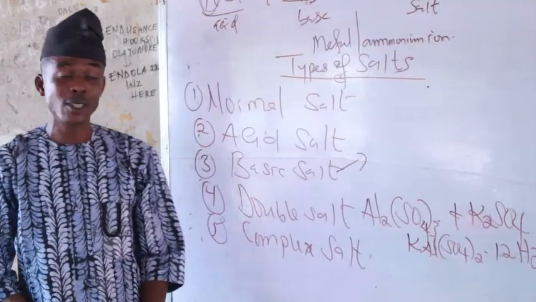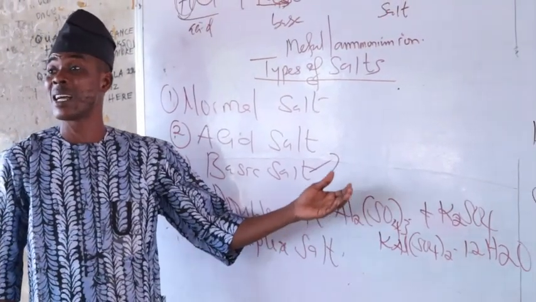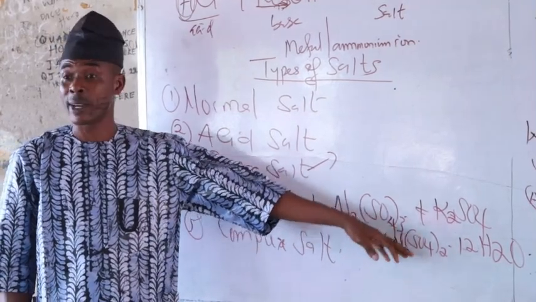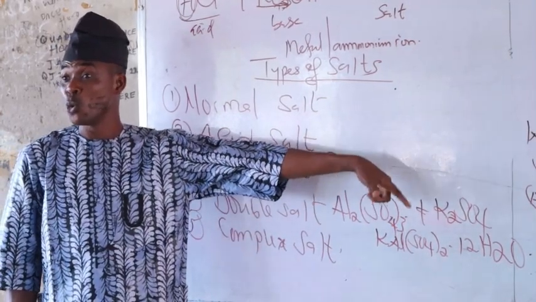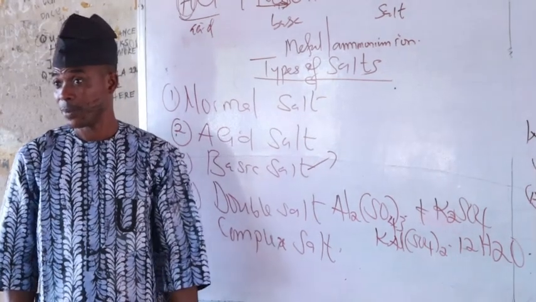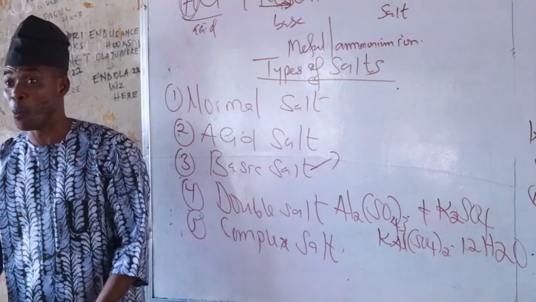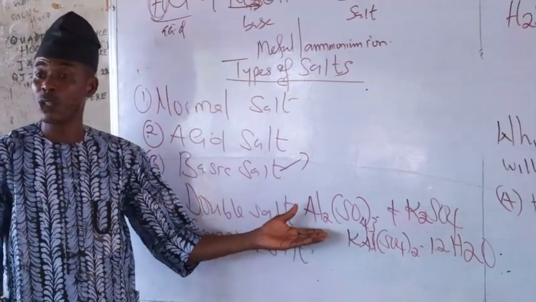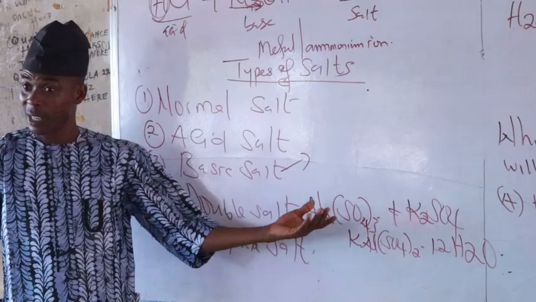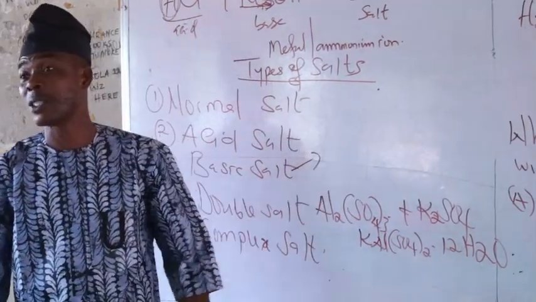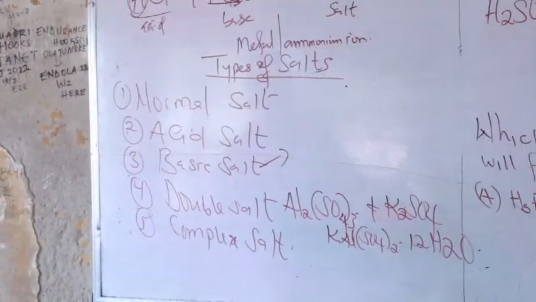Usually, these salts are referred to as alum. This is potassium aluminium sulphate dodecahydrate. So how do we get the salt? It was formed by combining aluminium sulphate and potassium sulphate in a particular stoichiometric ratio.